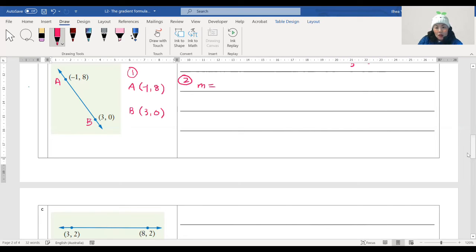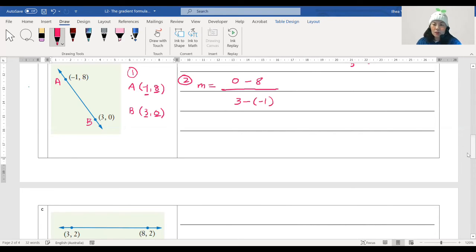So the formula was y2 minus y1 over x2 minus x1. So where is my y2? It is here, because B is my second point. And then my y1 is 8, so 0 take away 8. And then my x2 is 3, x1 is minus 1, so 3 minus (minus 1).